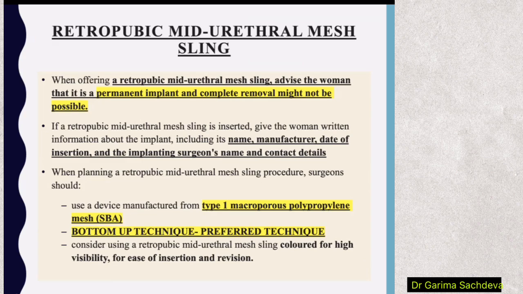It is type 1 macroporous polypropylene mesh, and you need not go into details of the technique. Just remember it is a bottom-up technique. This is also in one of the questions. Consider using a retropubic mid-urethral mesh sling which is colored for high visibility and for ease of insertion and revision surgery. It's a colored mesh made up of type 1 macroporous polypropylene material with a bottom-up technique. Please remember the bottom-up technique for the question.